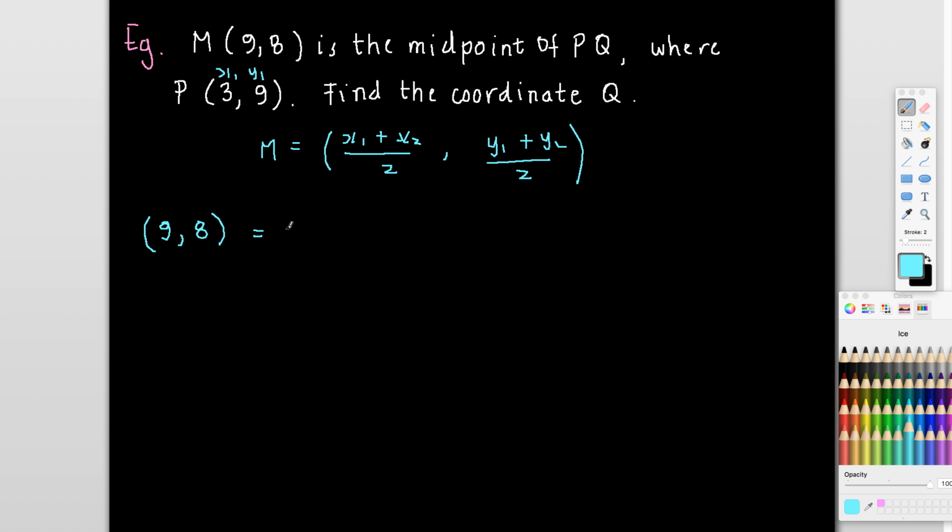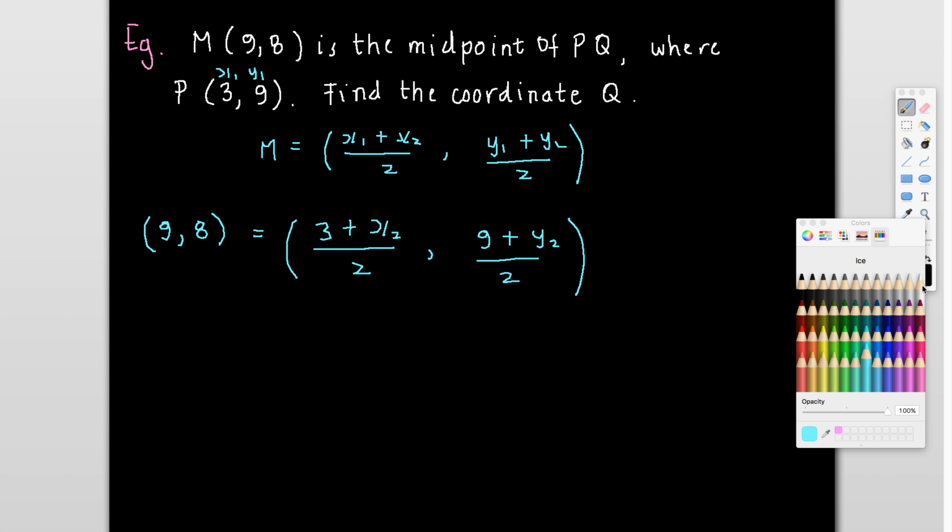What I can do now is substitute what I do know. I know that x1 is 3. Don't know x2. Finding it. And I know y1 is 9, but I don't know y2. Now what I'm going to do, I might just split the rest of my workings in half so that I can fit it on the page.